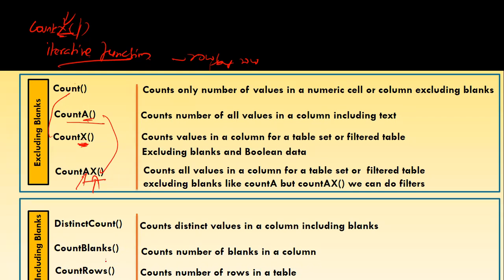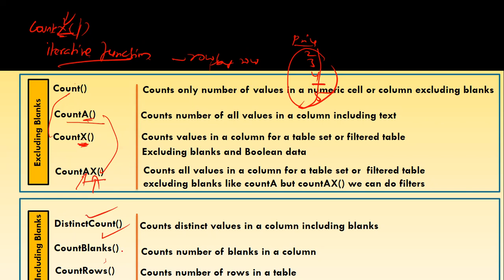Next one is DISTINCTCOUNT, COUNTBLANK and COUNTROWS. DISTINCTCOUNT counts distinct values or unique values in a column, but it includes the blank values also. For example, in your price column you have 1, 2, 2, 3, 4, a blank value and 5. How many distinct values are there in total? 1, 2, 3, 4. It includes the blank value also. So distinct count will return 5 in this case.